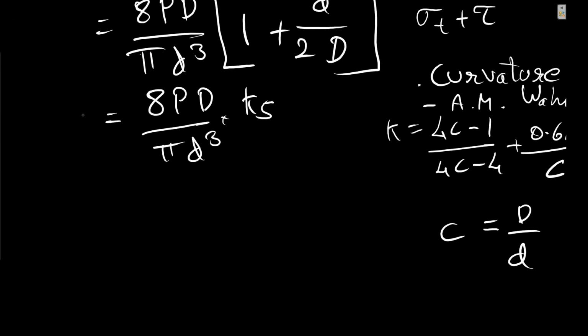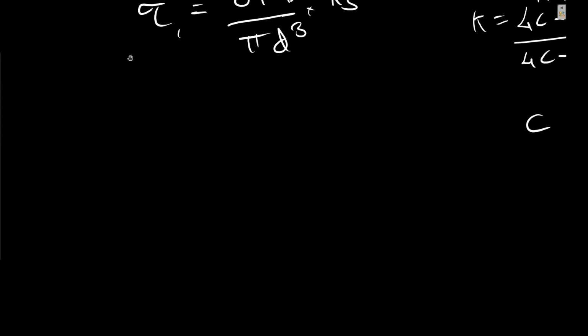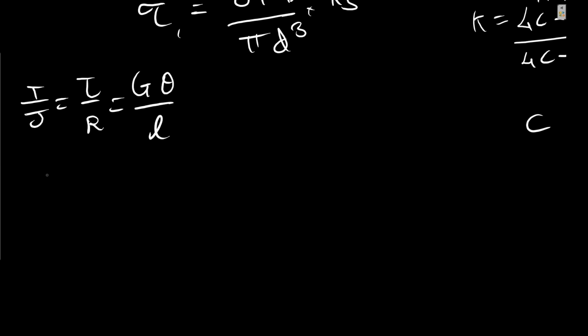Now, since I have already derived the equation for the stresses that act inside the cross-sectional area of the spring, let's derive the equation for the deflection inside the spring. Since you all know by the torsion equation, that is T by J is equal to tau by R is equal to G theta by L, this can be rewritten as theta equals to MT times L divided by J times G.